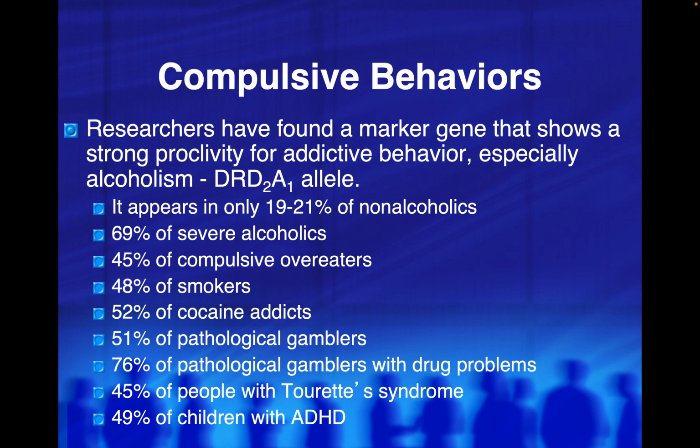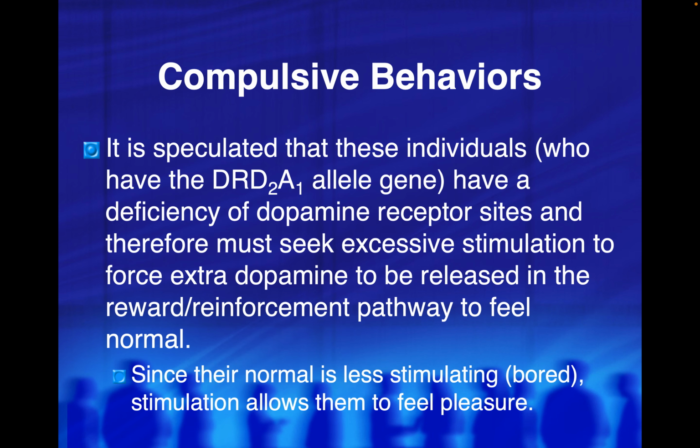It appears in only 19 to 21% of non-alcoholics, but it appears in 69% of severe alcoholics, 45% of compulsive overeaters, 48% of smokers, 52% of cocaine addicts, 51% of pathological gamblers, 76% of pathological gamblers with drug problems, 45% of people with Tourette's syndrome, and 49% of children with ADHD. It is speculated that these individuals who have the DRD2A1 allele gene have a deficiency of dopamine receptor sites and therefore must seek excessive stimulation to force extra dopamine to be released in the reward reinforcement pathway to feel normal. Since their normal is less stimulating, they're bored, and stimulation allows them to feel pleasure.